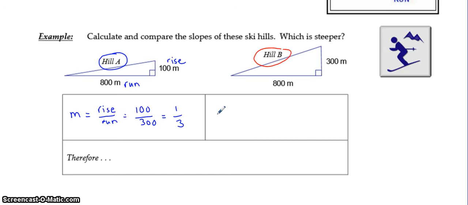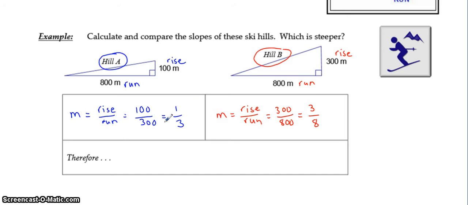For Hill B, the rise is 300 and the run is 800. So the slope is 300 divided by 800. And in lowest terms, that's 3 over 8. Always put your slopes into lowest terms.